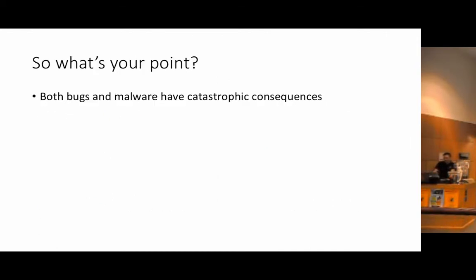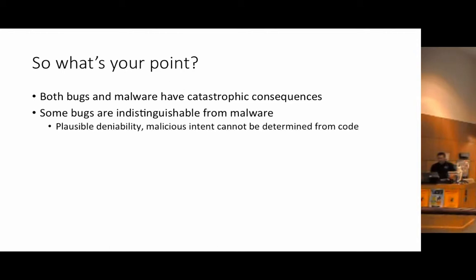Okay, so what's my point? I have to have a point with all this. Both bugs and malware have catastrophic consequences, right? Some of these bugs are indistinguishable from malware, like the Apple GOTO fail. You have to wonder a little bit. And that gives us some plausible deniability, right? We can't tell the malicious intent just from looking at the code. Some of the issues can be found automatically, like the GOTO fail, where the compiler warns us, but not all of them. Especially Shellshock and Heartbleed, those are hard. I don't even know what you'd do.